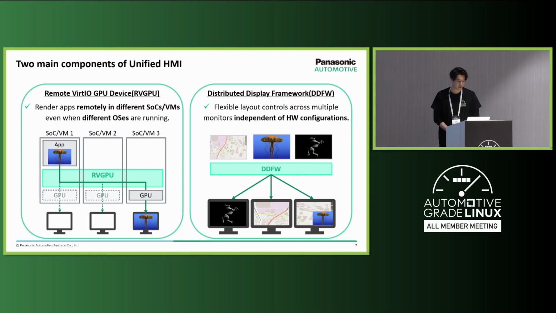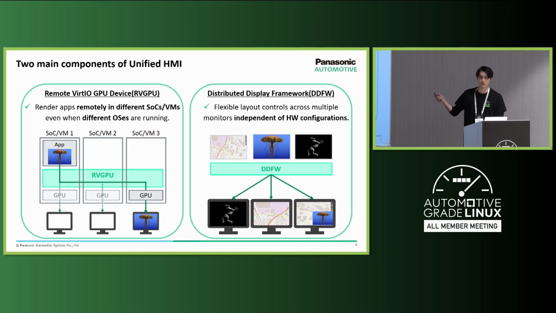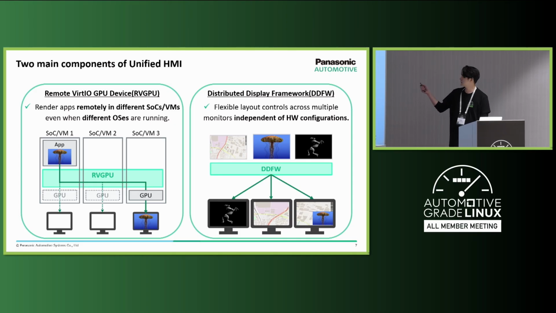From here, I will introduce how Unified HMI realizes flexible application layout control independent of hardware and OS configurations. Unified HMI consists of 2 main components. On the left side is the remote virtual GPU, which we call RVGPU, and on the right side is the distributed display framework, which we call DDFW.